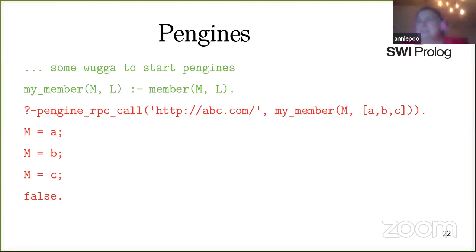So I go to my second machine and I do a Pengines RPC call, with the URL of the Pengines machine, which could be anywhere, and I send it a call to member, and it comes back with A, B, or C. And in fact, I could have just called member or any of the other library predicates. I can't call anything dangerous like halt, which is the thing that stops the Prolog virtual machine.